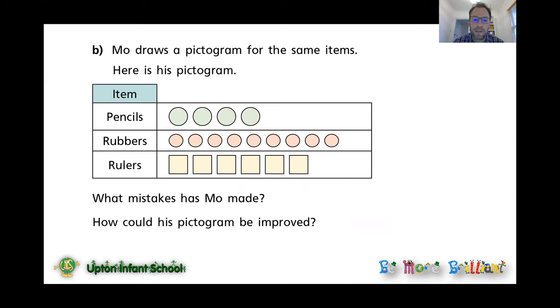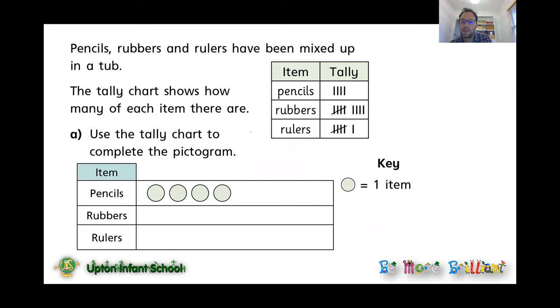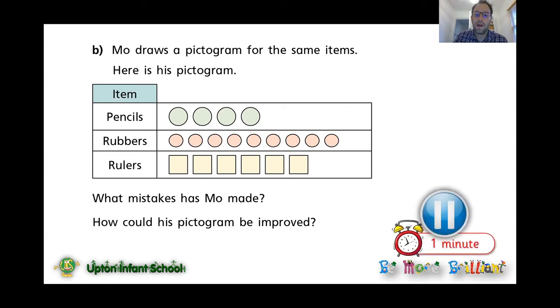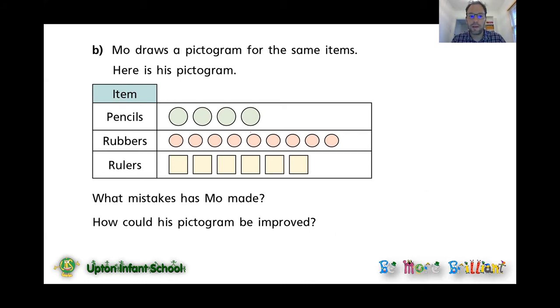For the pencils, we've got green circles. For the rubbers, there are also circles, but they're a little bit smaller. And so it's hard to match them up because they're not the same size. And then for rulers, we've used a different symbol again. If you remember, we said we were going to use a green circle to show one item, and we have to use a green circle for all of our items. So how could we improve this pictogram? Yes, we need to use green circles of the same size to represent all of the items for pencils, rubbers and rulers. And we have to make sure we line them up. So hopefully that's what you did with your work.